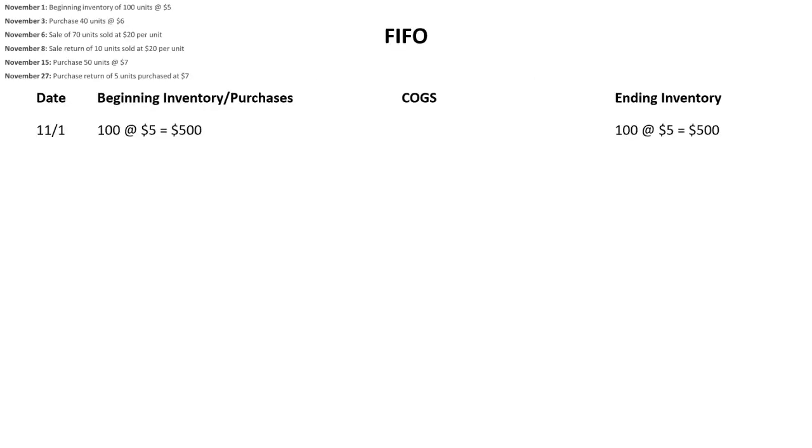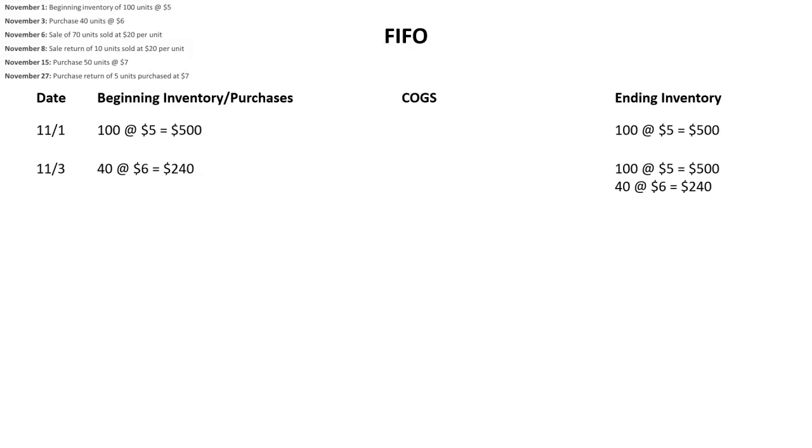So let's work through FIFO first. So first in, first out for FIFO. On November 1st, we had a beginning inventory of 100 units at $5 a piece. When you multiply those together, that's how we get that $500. On November 3rd, we made a purchase of 40 units at $6 each. Remember, when you're working through FIFO and LIFO, you need to keep those inventories separate because we need to know which units came in first, which units came in last, so that way we know which units we are selling when.